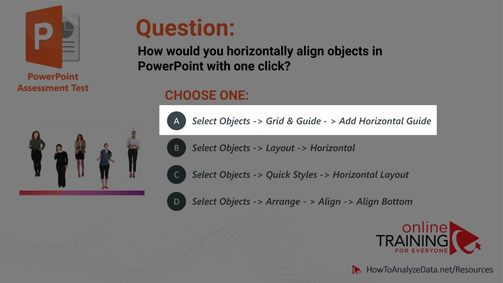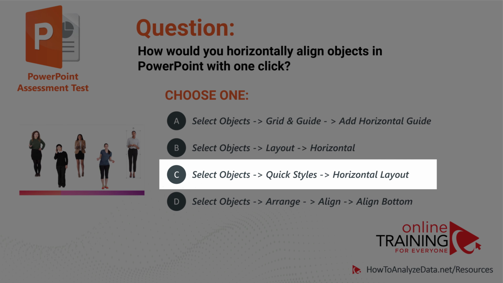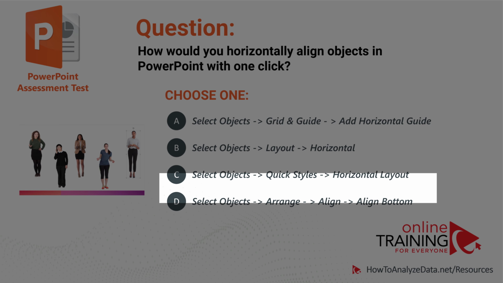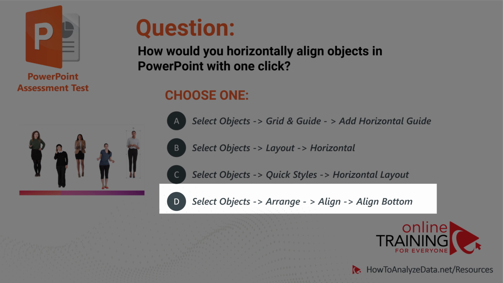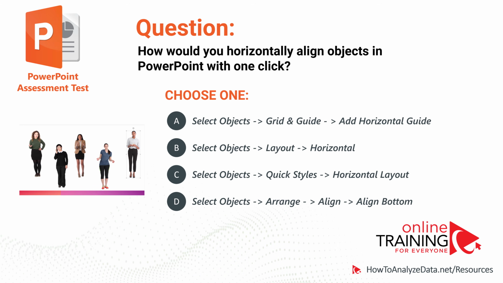Choice A, select objects, grid and guide, add horizontal guide. Choice B, select objects, layout, horizontal. Choice C, select objects, quick styles, horizontal layout. And last, choice D, select objects, arrange, align, align bottom. And you see the snippet of PowerPoint slide. All the objects on the slide are not aligned horizontally. Do you think you know the answer? Let's see if we can get to the correct answer together.